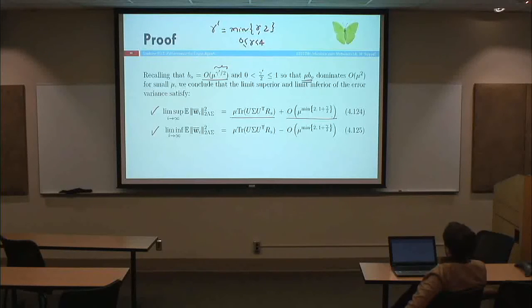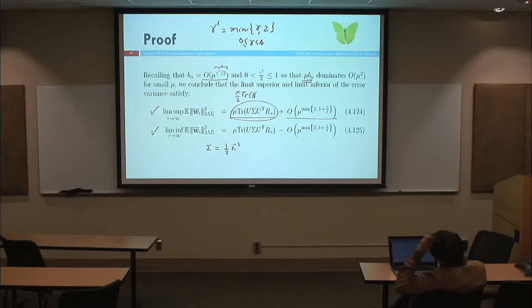Okay. So now you do the choices that I was talking about there. If you choose your sigma to be 1/2 lambda inverse, then this term here becomes mu over 2 trace of H inverse RS. Fine?